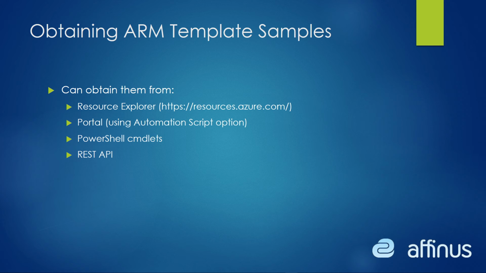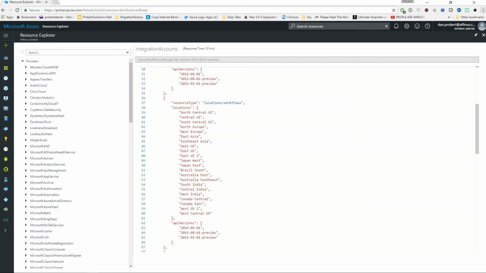We can use the Resource Explorer. There's the website to the Resource Explorer. It requires you to log in using your Azure subscription credentials. You can get it from the portal using the automation script option, which I'll show in a second. You can get it via PowerShell commandlets, and also there's a REST API, the ARM Management API, you can use to query and obtain either a full ARM template or even an example ARM template. So I'll show you an example now of how we could use the portal to get a full ARM template.